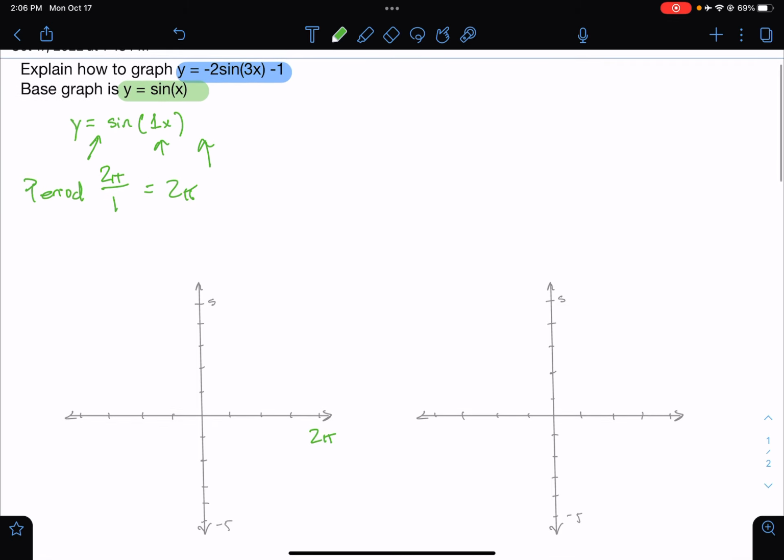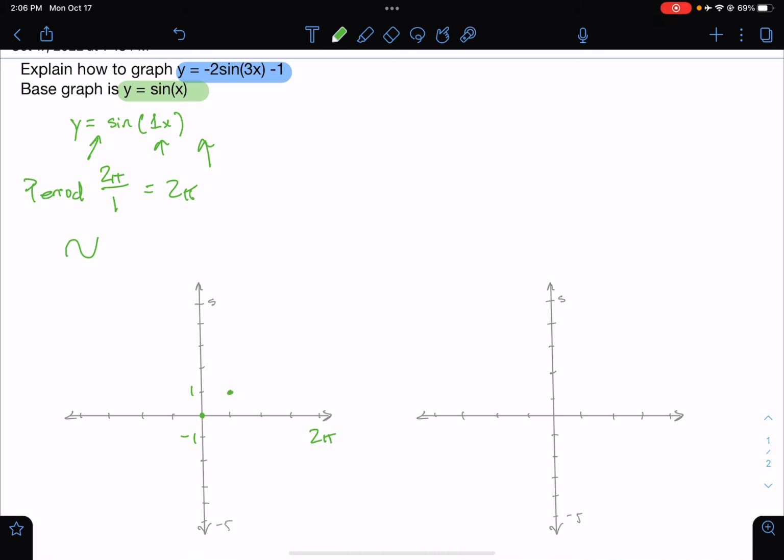And since there's no amplitude, we know that the maximum is 1 and that the minimum is -1. And all sine graphs that are positive behave just like that. And we also know that since there is no vertical shift, the midline is 0. So the first point will be at 0, 0.